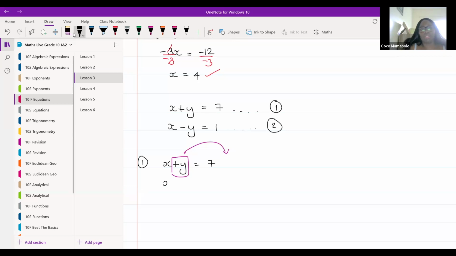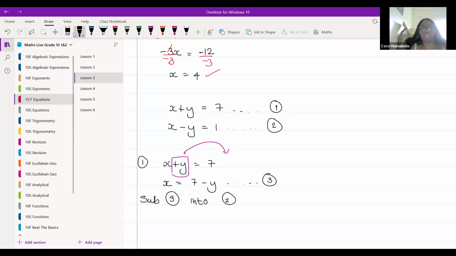So I'm then going to have x is equal to 7 minus y. And that's going to give me equation 3. Yes, ma'am. What's my next step going to be then? You substitute equation 2 into 3. Other way around. We must substitute equation 3 into equation 2. Correct. All right. So wherever we see an x, we're going to replace it with 7 minus y.